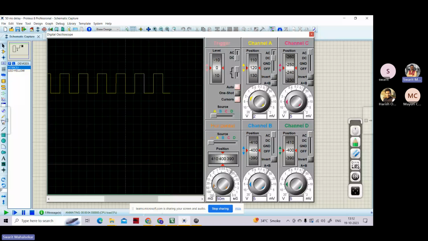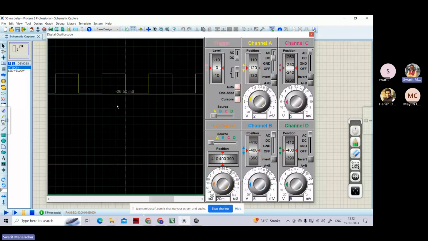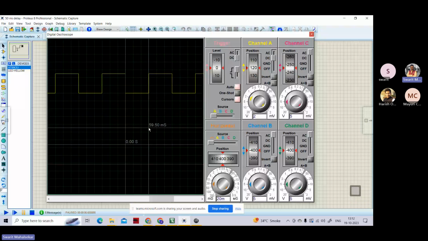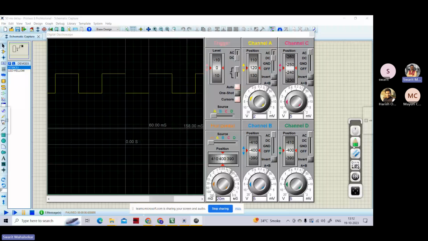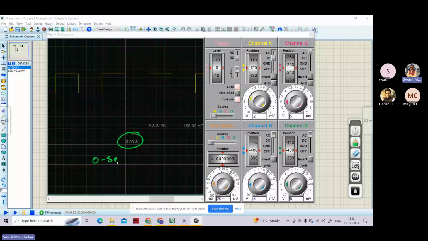Let me just pause it. Now we'll try to calculate the delay over here. You see, at this particular point it is 0 second, and this is around 60 milliseconds. Are these values visible? Please someone acknowledge. This is 0 second, and this is 60 milliseconds. Are these values visible, guys?